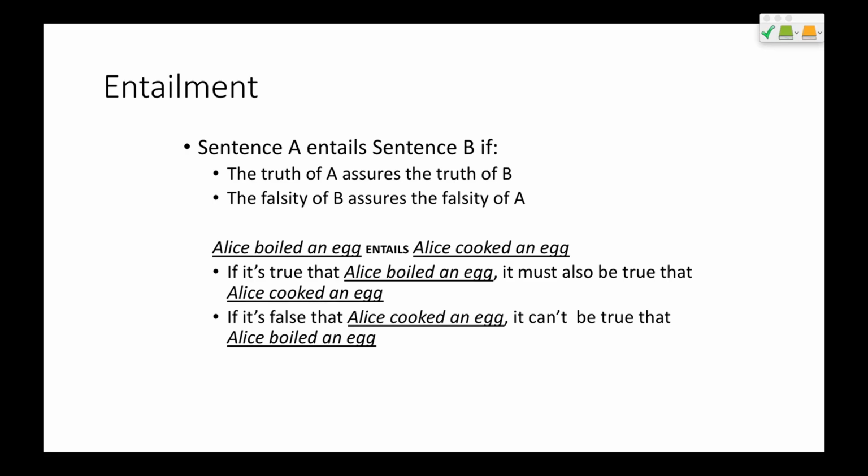If I say Alice boiled an egg, that means that the egg is cooked. So if it's true that she boiled an egg, it's also true that she cooked an egg. If it's false that she cooked an egg, then it is also false that she boiled the egg. She cannot have boiled the egg if the egg is not cooked. Conversely, if you say Alice cooked an egg, it does not necessarily mean that she boiled the egg, because there are other ways of cooking an egg.